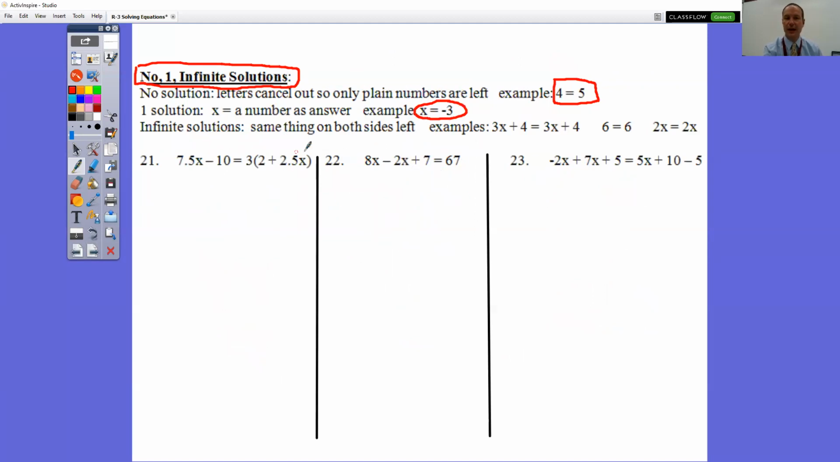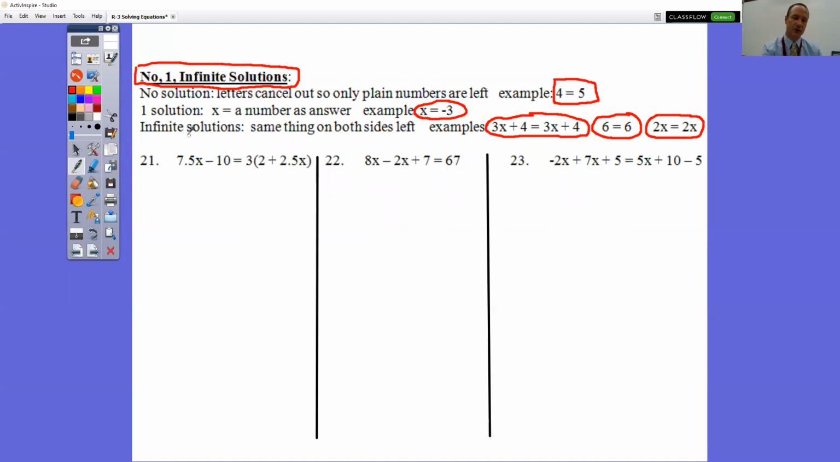Infinite solution is when you end up with the same exact thing on both sides. Now, it might look like this, 3x plus 4 equals 3x plus 4. It might look like this, 6 equals 6. It might look like this, where you just have letters and they're the same, they're equal.